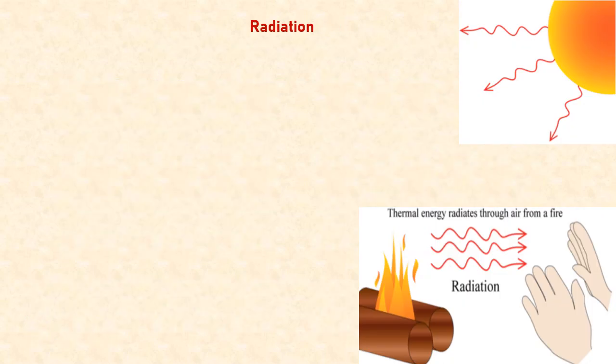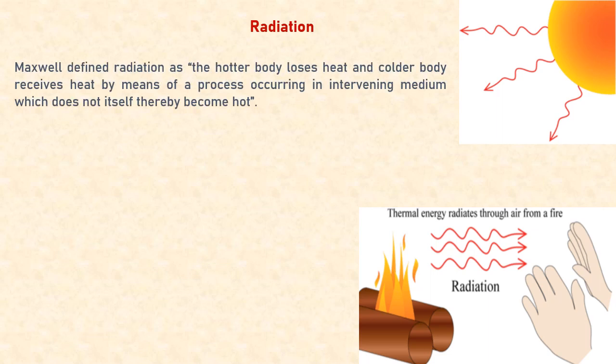The third mode of heat transfer is radiation. Now we receive a lot of heat energy from the sun. Now in between sun and earth there is a lot of space. Still we are able to receive the heat energy via electromagnetic waves. This is called thermal radiation. So Maxwell defined radiation as the hotter body loses heat and colder body receives heat by means of a process occurring in the intervening medium, which does not itself thereby become hot.